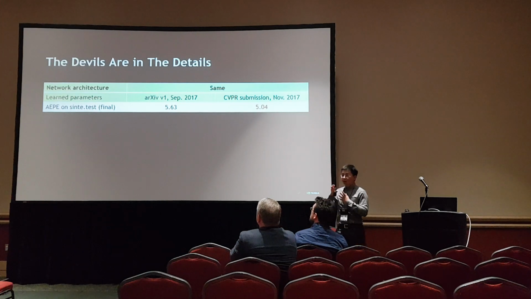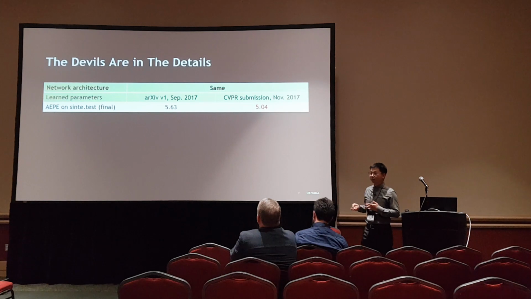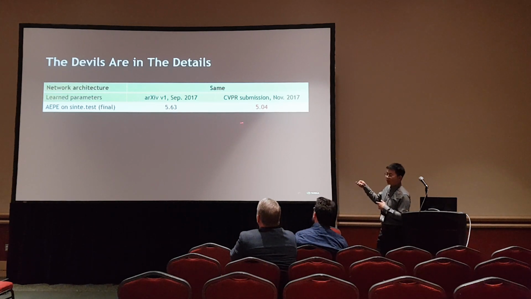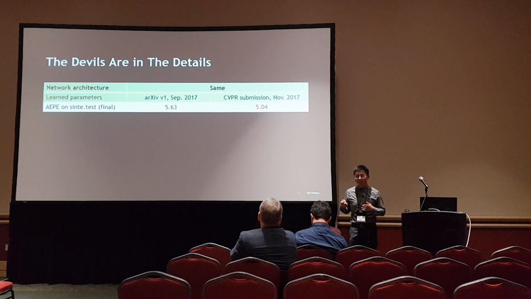But there are some very critical details. If you have read the first version of our arXiv paper last September, and also compare with our CVPR submission, you will notice there is a more than 10% improvement in performance. I think some of you already asked me this question. But the network is the same, so what's the difference? And here are some secrets.